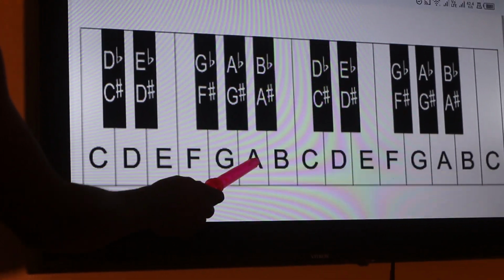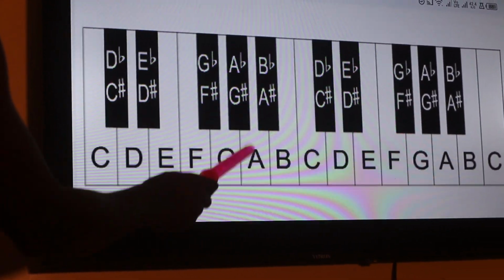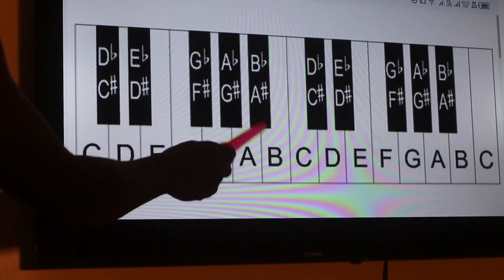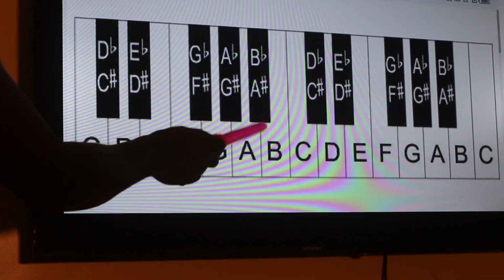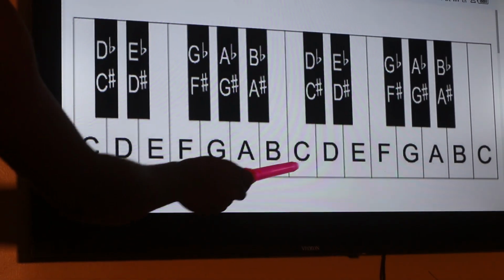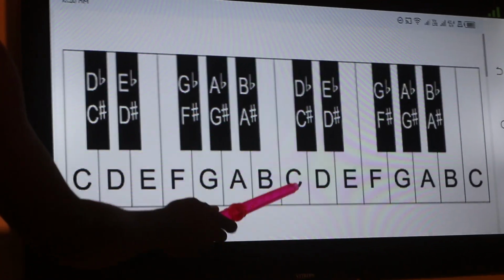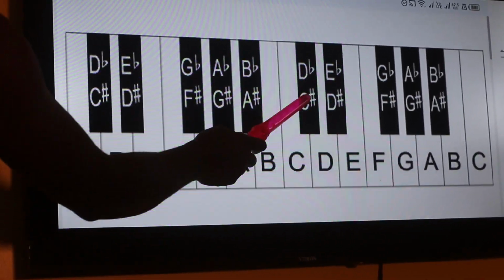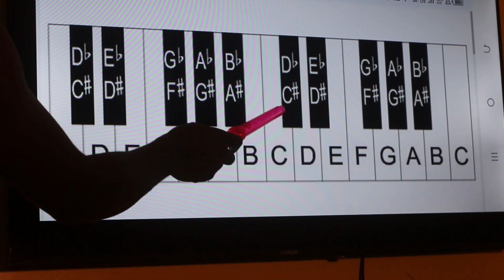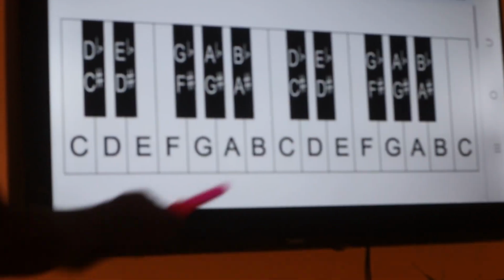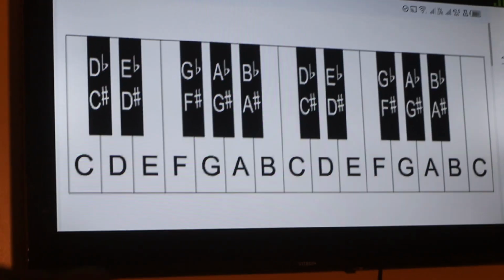Now A and B. Going forward from A, that is A sharp. Then backwards, B, B flat. We don't have any black key in between here, that's why we'll skip and go to the next one. So the next one here we have C, which will be C sharp and D flat. The same applies here and like that.